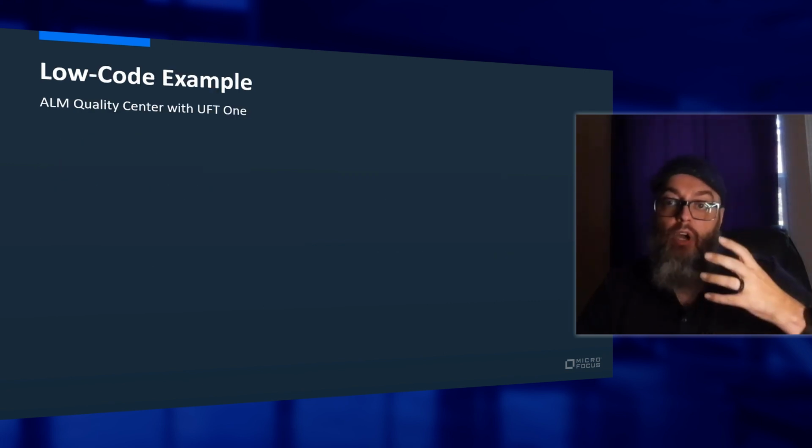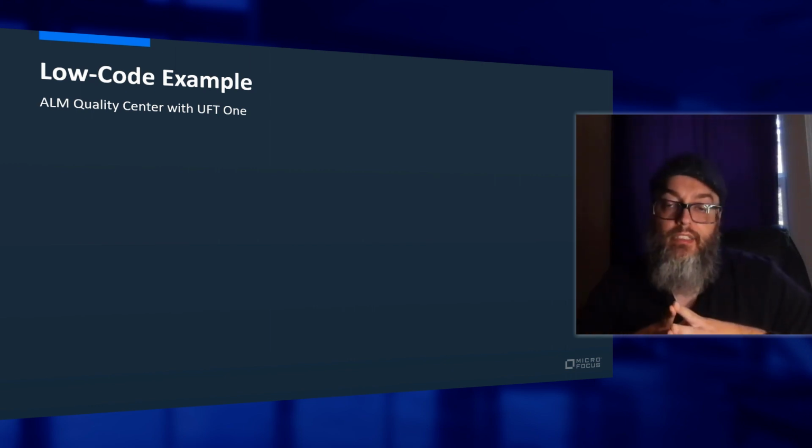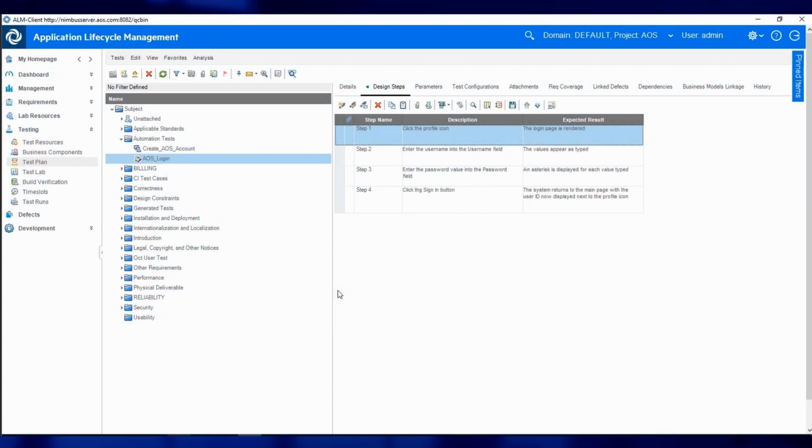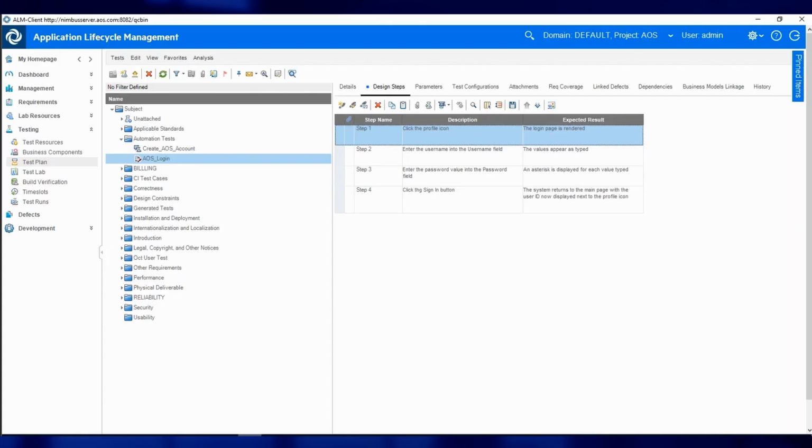So let's look at a low-code UI test automation implementation in practice using ALM Quality Center and UFT One. Okay, so now we're going to show a low-code implementation of UI test automation. What you see on your screen is ALM Quality Center up and running, and it has the manual test that's already defined for logging into our Advantage Online shopping application. This is our application under test, and you can see it is in the state where it is not logged in.